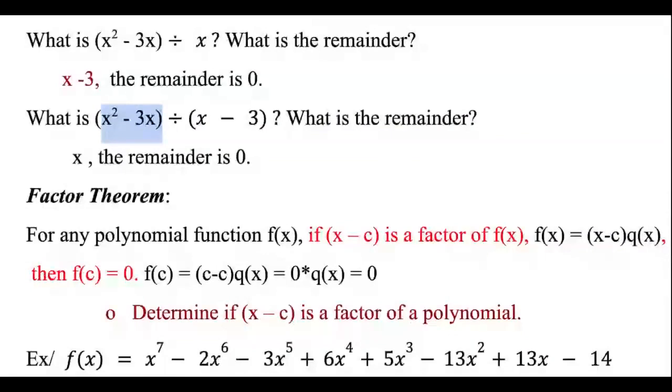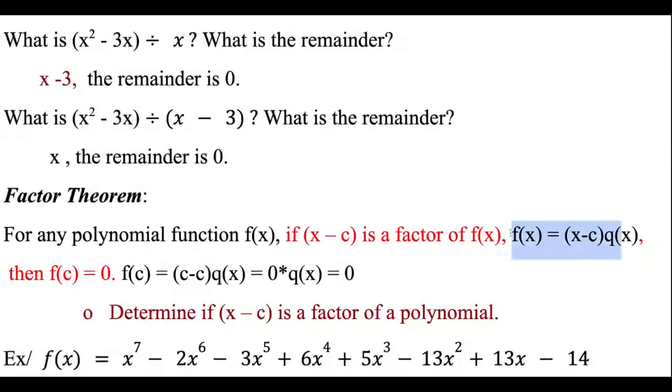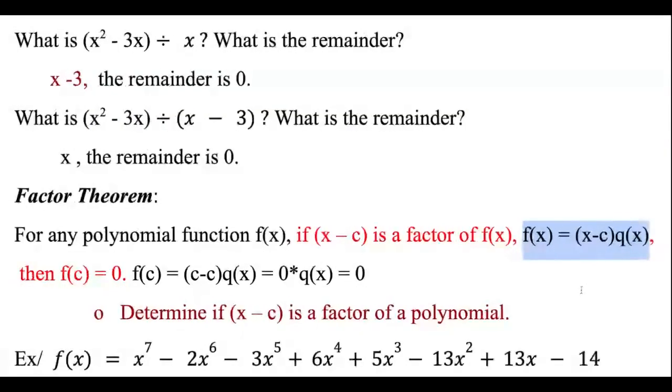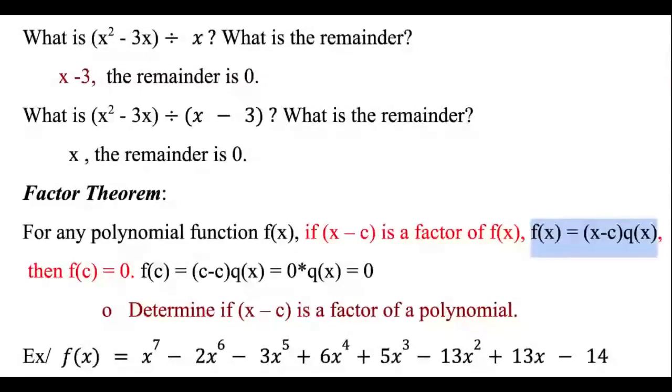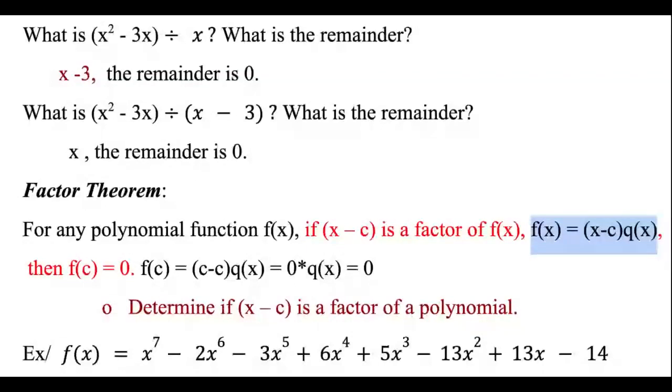So if we could, we would like to write a polynomial function in terms of its factors, in factored form. We want to be able to write f of x equals (x minus c) times a quotient q of x, because we like functions in factored form. In this case, you see x minus c, right? So x minus c is a factor.